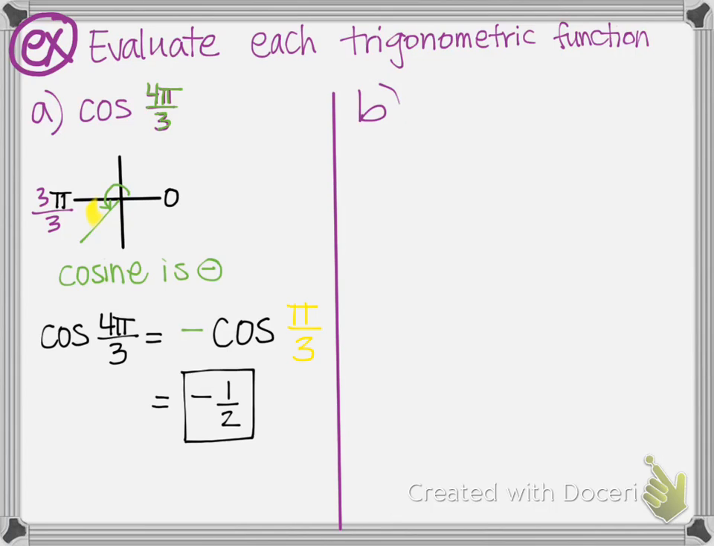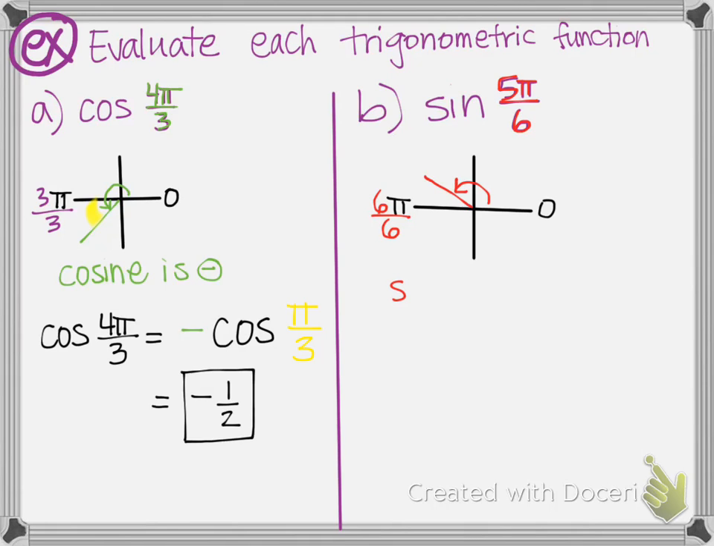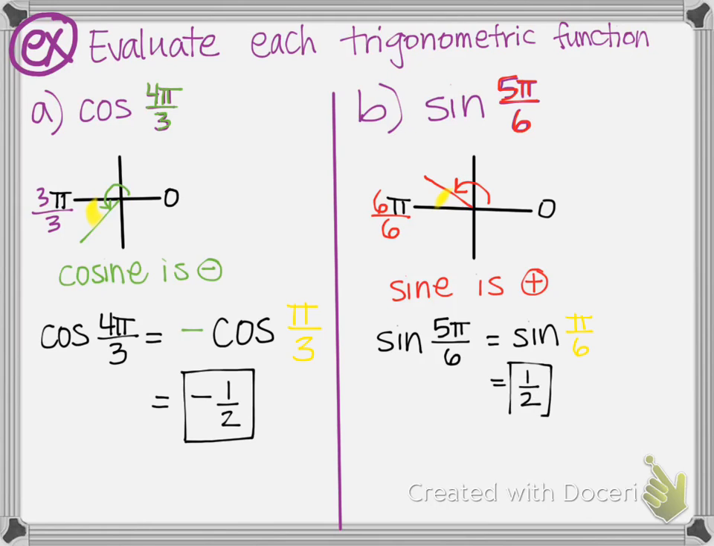Let's look at another one. Let's say I wanted to do sine of 5 pi over 6. So I've got my axes here. If I've got 0 to pi, that's going to be 6 pi over 6. So that means 5 pi over 6 is somewhere over there. In that quadrant, sine is positive. So sine of 5 pi over 6 is going to be positive of the reference angle, which is pi over 6. Sine of pi over 6 is 1/2.